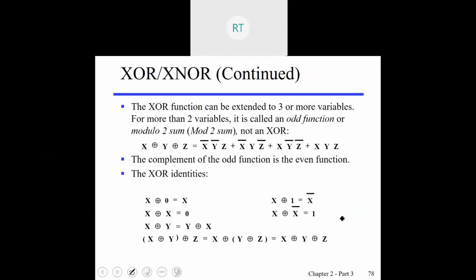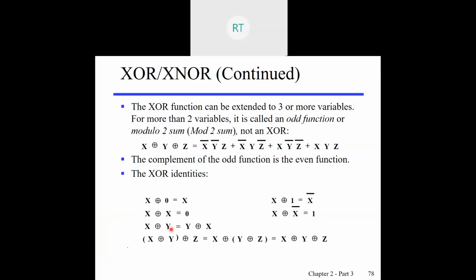These are identities for the XOR. If you are doing X XOR 0, it remains X. If you do X XOR 1, it will become the complement of it, which is X bar. X XOR X is equal to 0. And notice, if you put 0, 0, it will give you a 0. And 1, 1, it will give you a 0, because XOR, they must be different to give you a 1. Here in X XOR X bar, they are different, okay? So it will give you a 1.